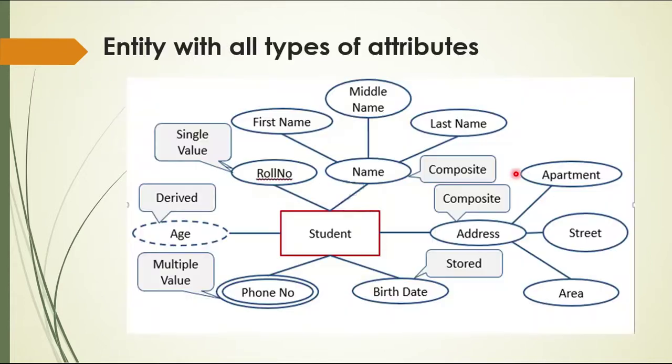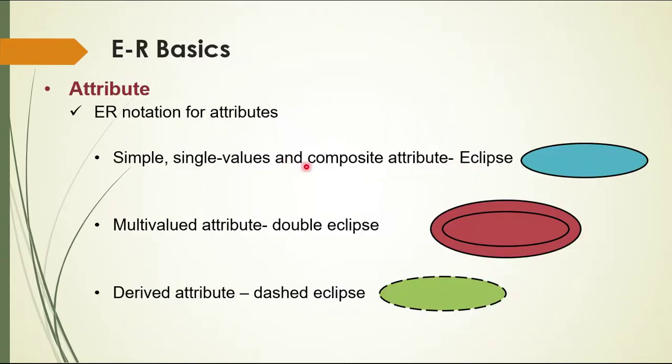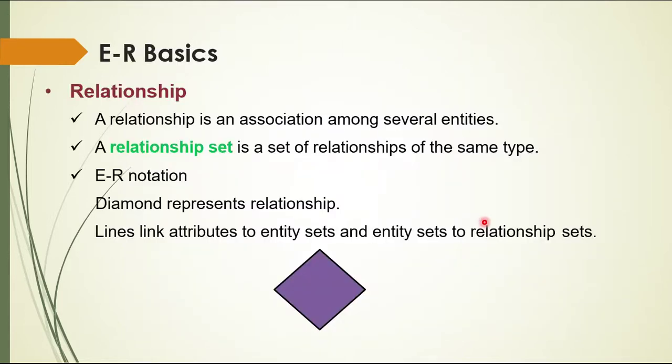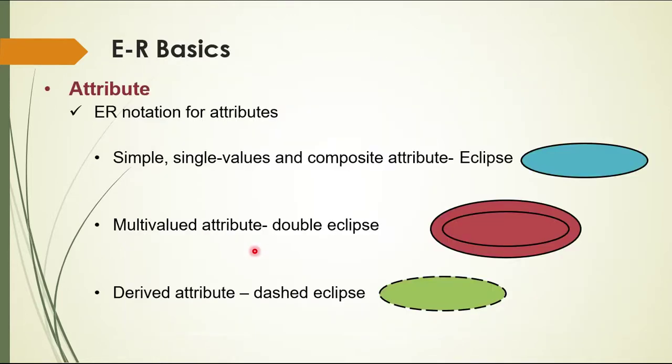Clear? Now next is name. Name is divided into further three parts, that is first name, middle name, and last name. So this is known as a composite attribute. Composite attributes are also represented by ellipse. Next is address. Address is divided into apartment, street, area. So it is also a composite attribute, and a composite attribute is represented in ellipse.